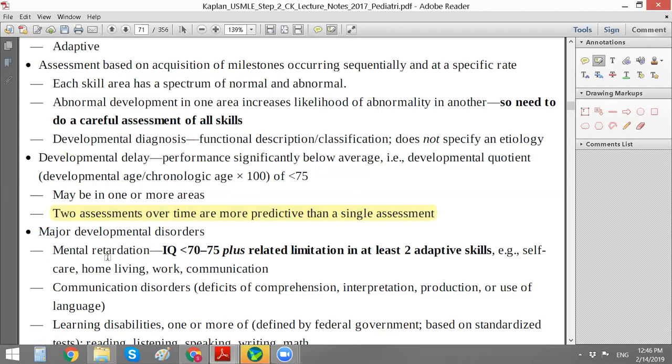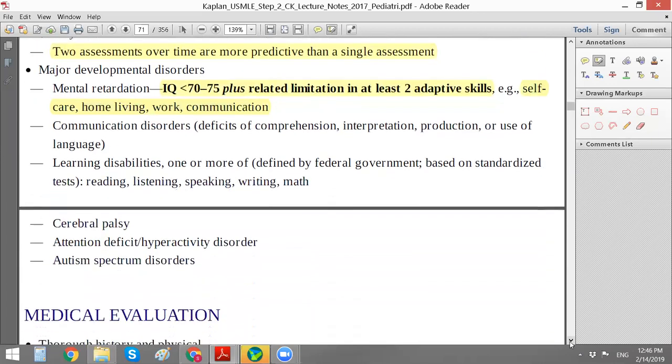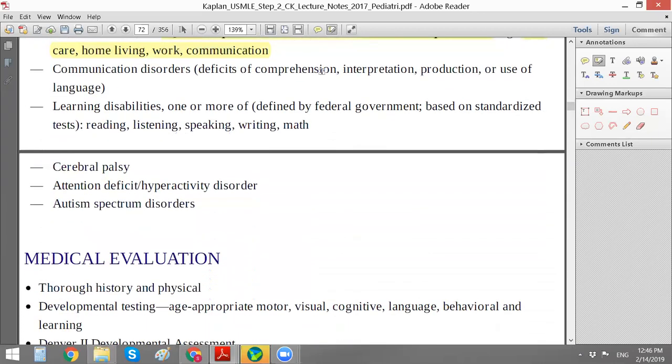This is important. Mental retardation is an IQ less than 70 to 75 plus related limitations in at least two adaptive skills like self-care, home living, work, and communication. Communication disorders are deficits of comprehension, interpretation, production, or use of language. Learning disabilities are defined by the federal government based on standardized tests: reading, listening, speaking, writing, and math. Also cerebral palsy, ADHD, and autism spectrum.